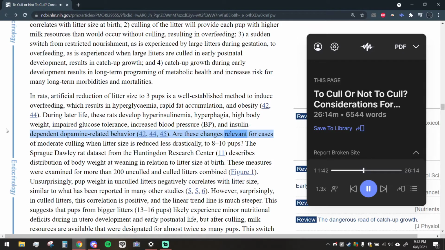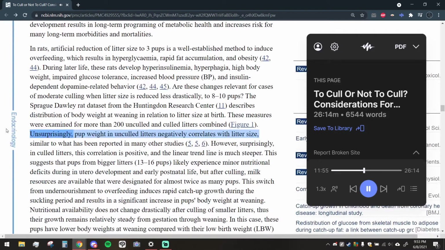Are these changes relevant for cases of moderate culling when litter size is reduced less drastically, to 8 to 10 pups? The Sprague-Dawley rat dataset from the Huntington Research Center, 11, describes distribution of body weight at weaning in relation to litter size at birth. These measures were examined for more than 200 unculled and culled litters combined. Figure 1. Unsurprisingly, pup weight in unculled litters negatively correlates with litter size, similar to what has been reported in many other studies.